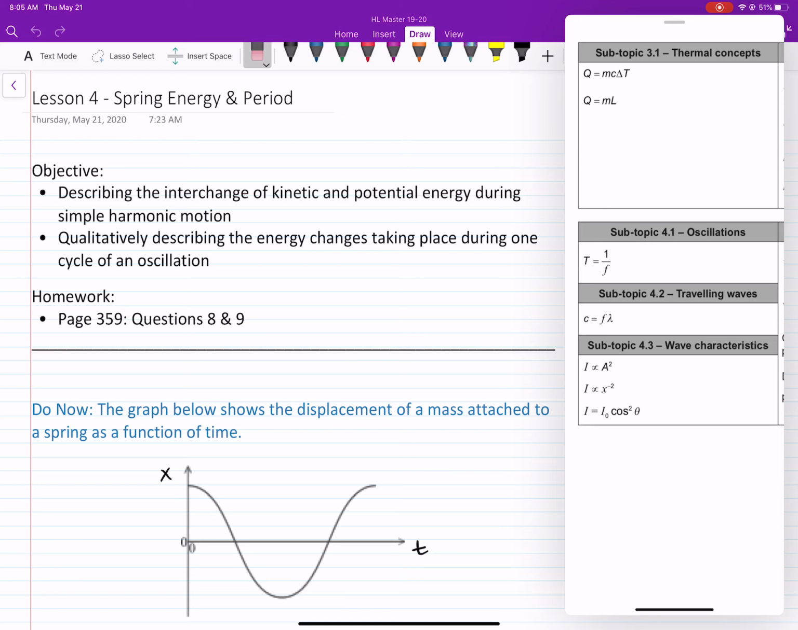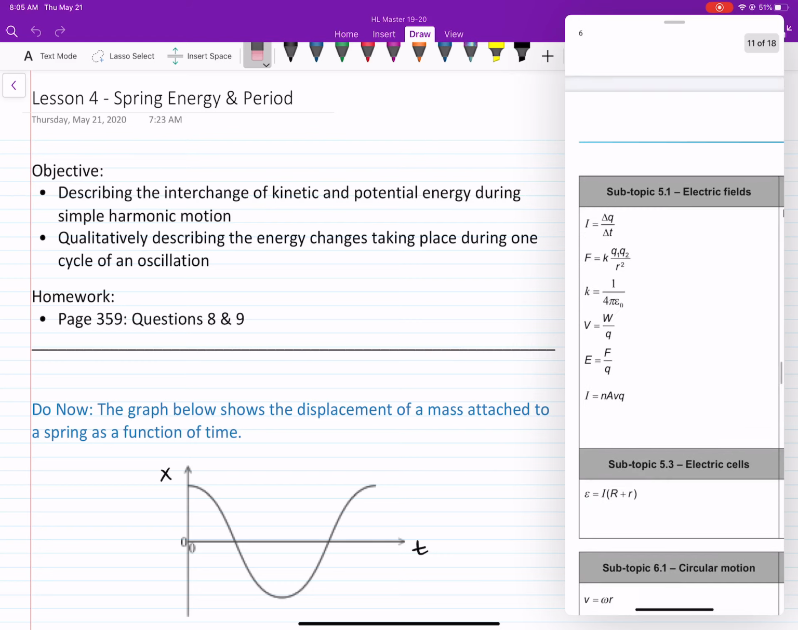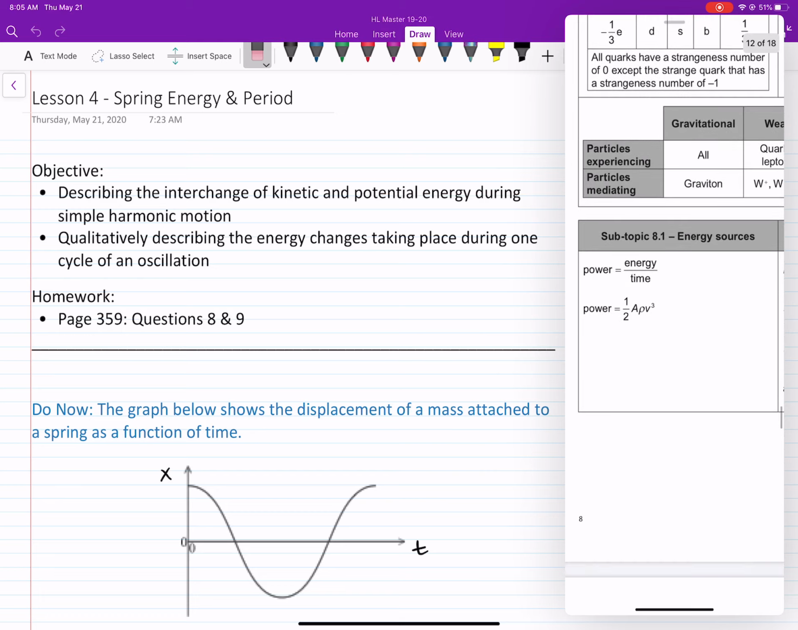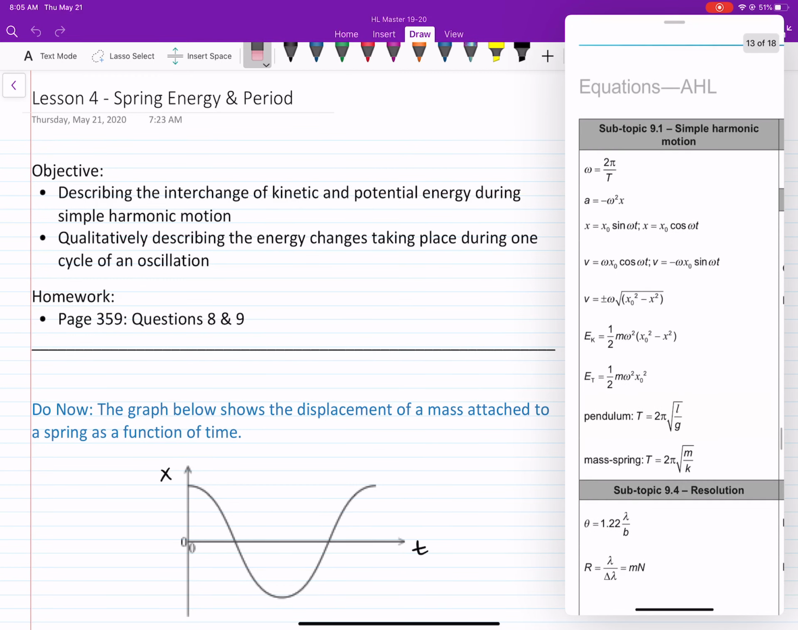You'll also see today that I have up the physics data booklet. We're going to be working in a couple of sections. You can see topic 4.1 there on oscillations. We only have one formula, it's T equals 1 over f, but we're also going to look down into topic 9 and subtopic 9.1, which is where most of our work is going to be. And you can see that some of the equations we've already looked at are over there. So let's jump into the lesson.